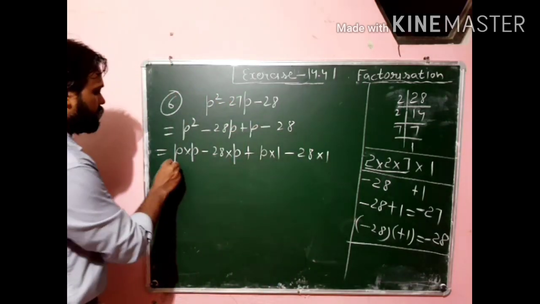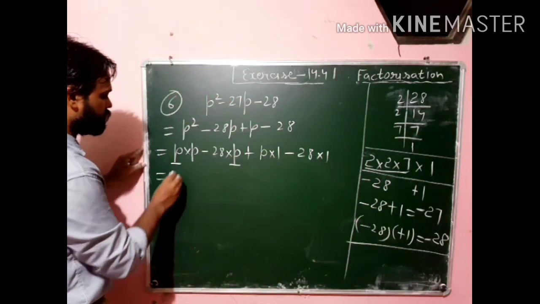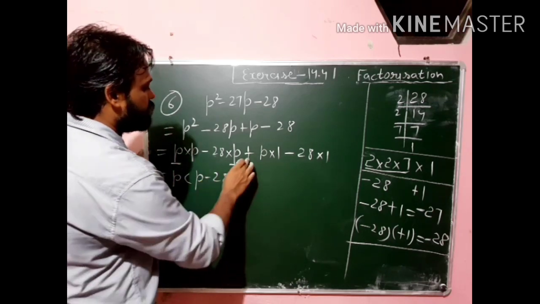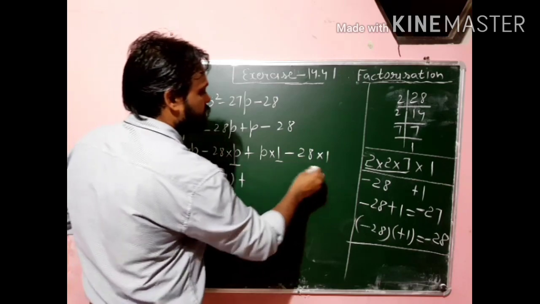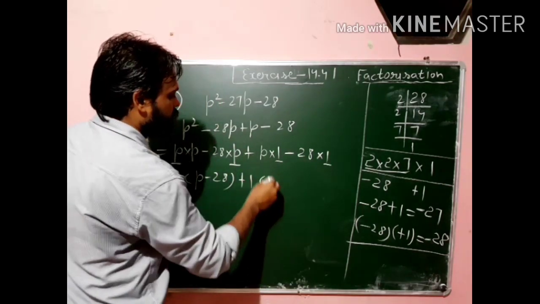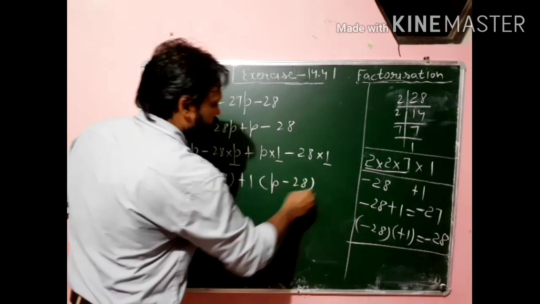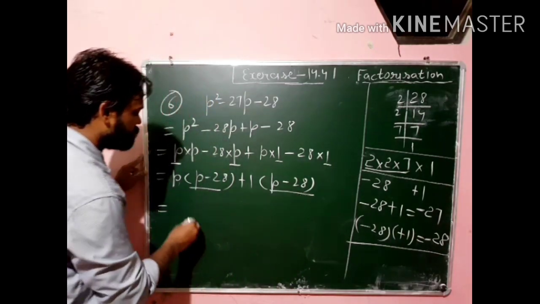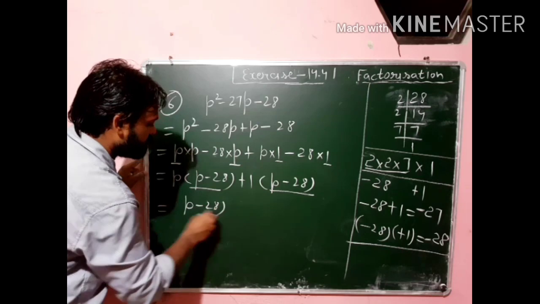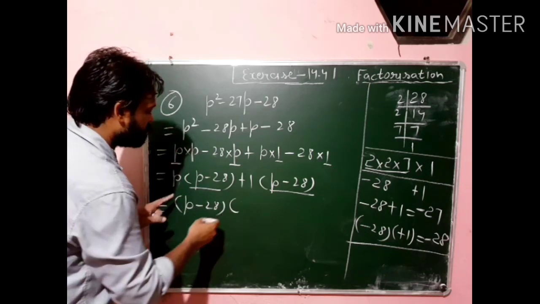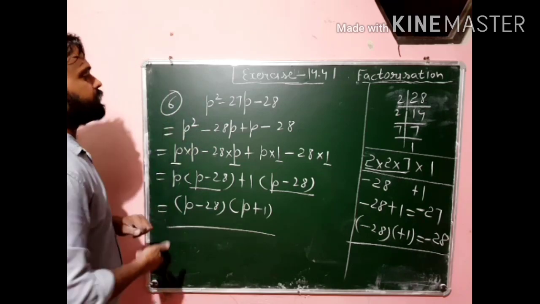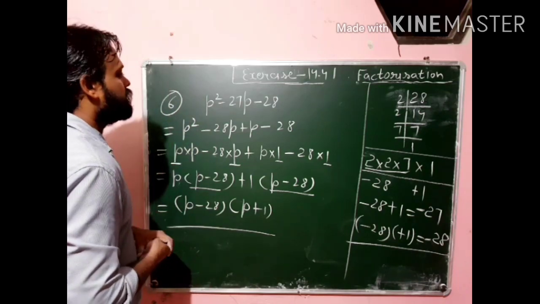Okay, now in this group you can see p is common, so this p minus 28 is left inside the bracket, then the plus sign as it is. Here 1 is common, so take 1 outside, and then p minus 28 is inside the bracket. Now you can see this p minus 28 and this p minus 28 is common, so take this p minus 28 outside of the bracket, and now this will become p plus 1. So these are the factors of this algebraic expression.